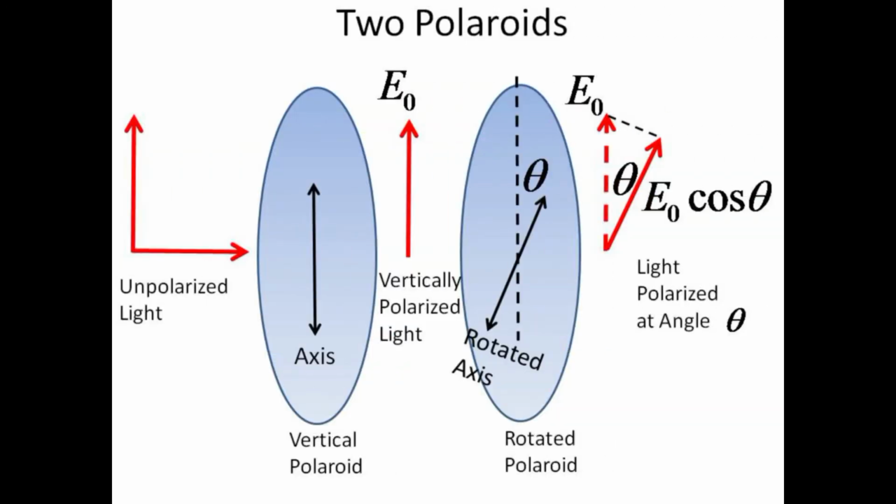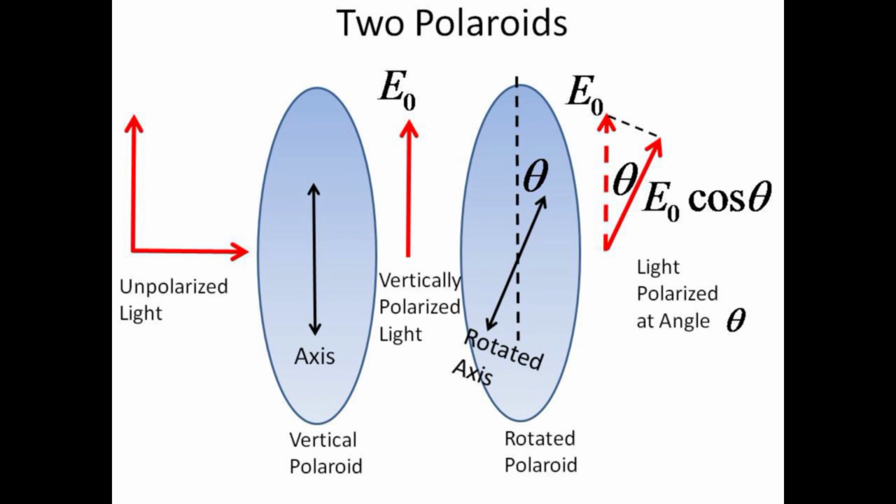Light produced by the bulb is unpolarized. That is, it consists of equal portions of vertically and horizontally oscillating electric fields as shown in red on the left. After passing through a Polaroid, with its transmission axis oriented vertically, only vertically polarized light remains, with the electric field vector oscillating in the vertical plane.